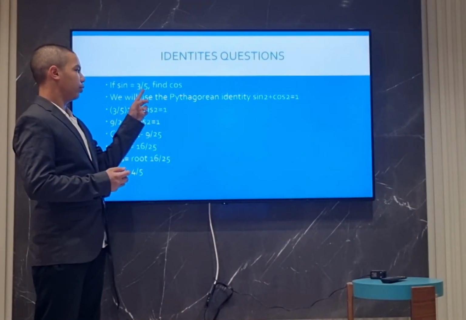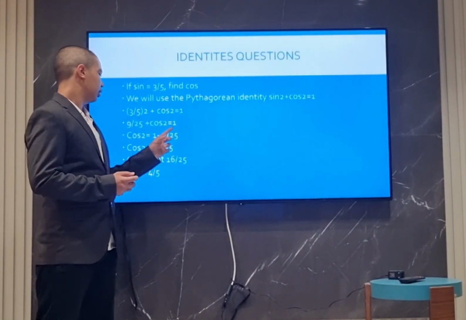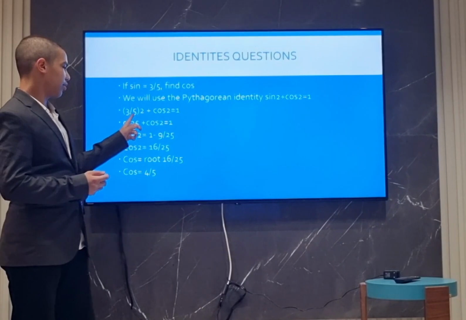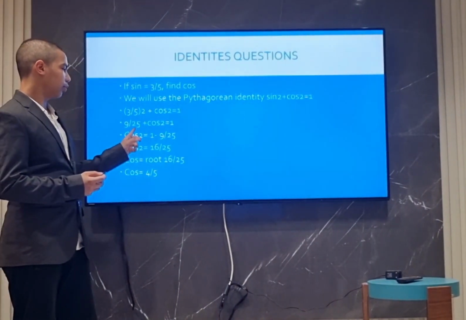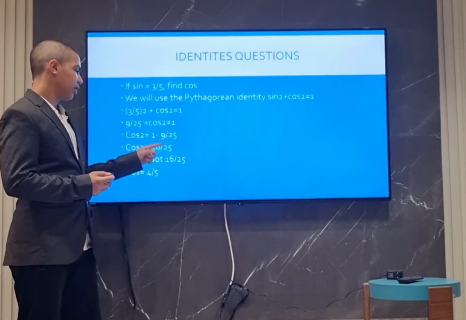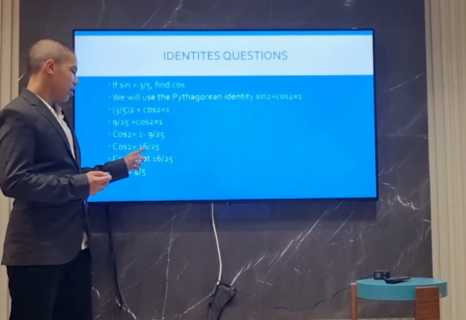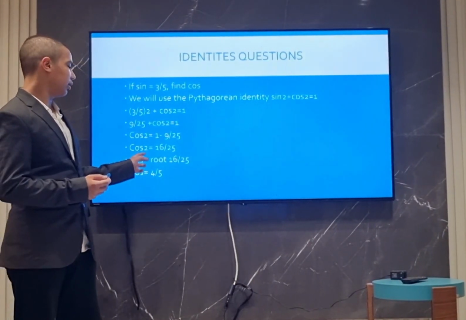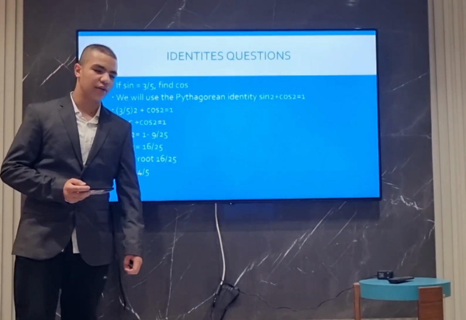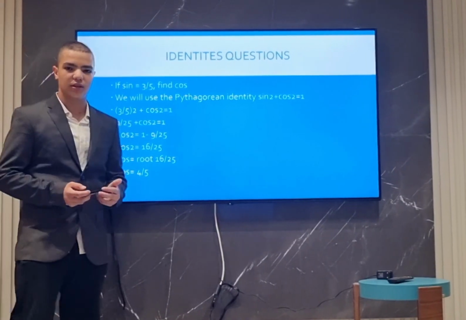3 over 5 power 2 plus cosine power 2 equal 1. Then 3 over 5 power 2 is equal 9 over 25. Then we will move 9 over 25 to the other side by the negative. So cosine power 2 is equal to 16 over 25. Then cosine is equal to square root 16 over 25, and the answer will be 4 over 5.